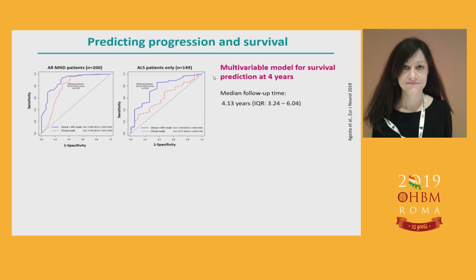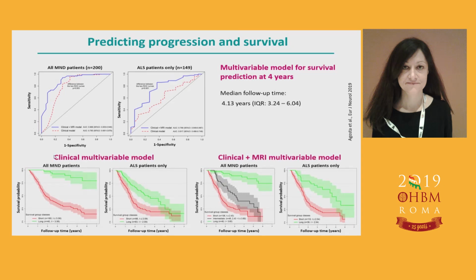And when we looked only at the clinical characteristics of these patients, our prediction was good, but we obtained a better prediction of survival when clinical and cognitive characteristics were combined with the gray matter and white matter features. And here you can see the clinical multivariable models. Here is the combined model. In all patients, we were able to identify three groups of patients according to survival, compared with the two groups that were obtained using only clinical variables.